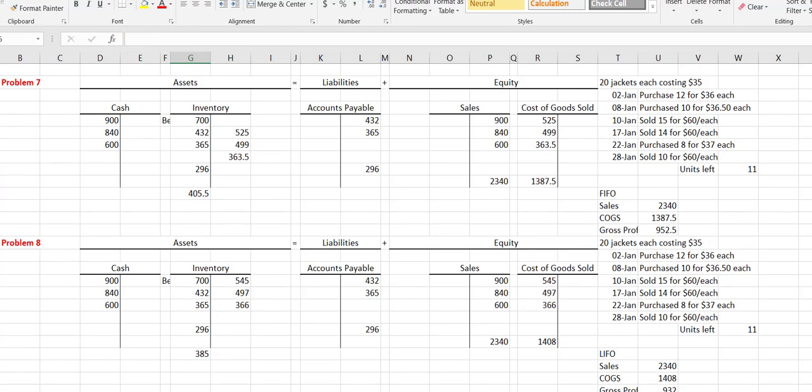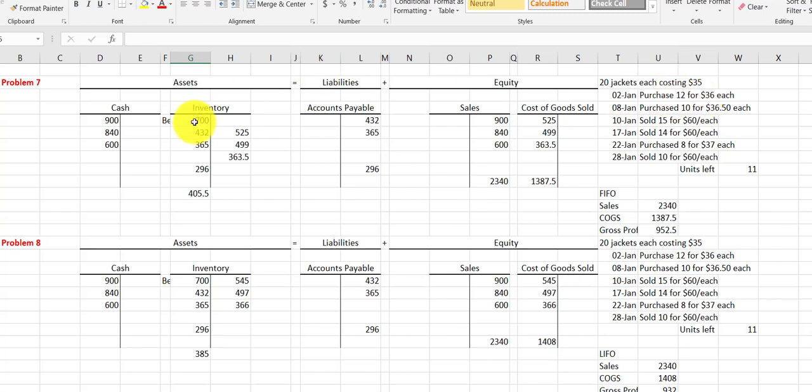Problems 7, 8, and 9 are really the same data, and we just do it 3 times. We do it with FIFO, we do it with LIFO, and we do it with weighted average. Okay? Here are our transactions as given. I gave you the sales price, they gave you the cost.